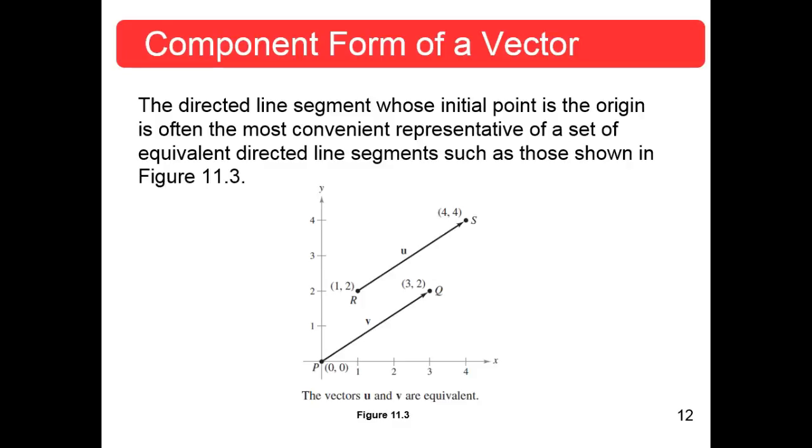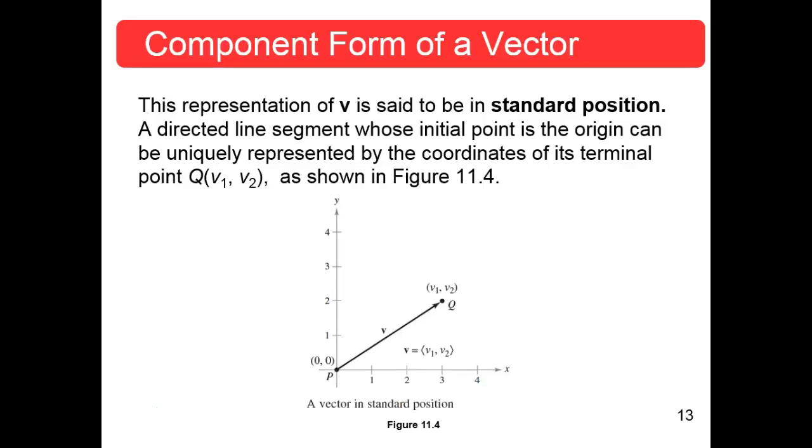Now notice I said translate, meaning we can move horizontally or vertically or both. We can't do any stretching and we can't do any rotating. We have to just translate: right, left, up, or down. That's the only freedom that we have of moving these things around. This representation of V is said to be in standard position, when the initial point is at the origin, and the terminal point winds up wherever it happens to be.